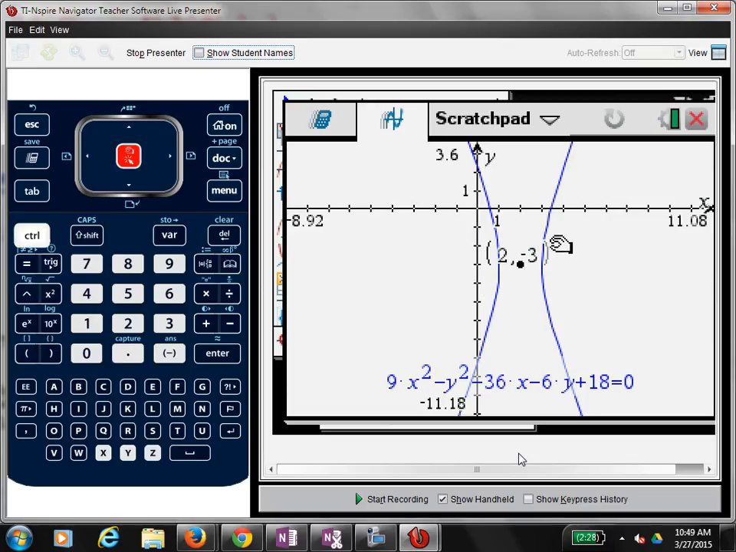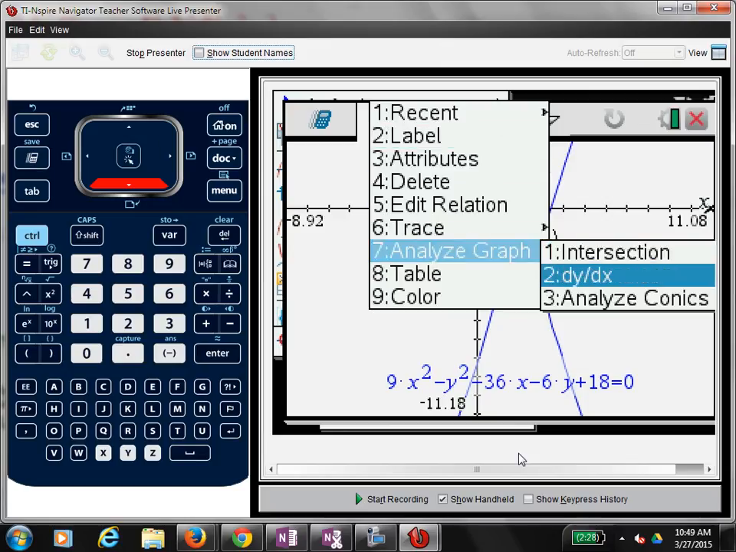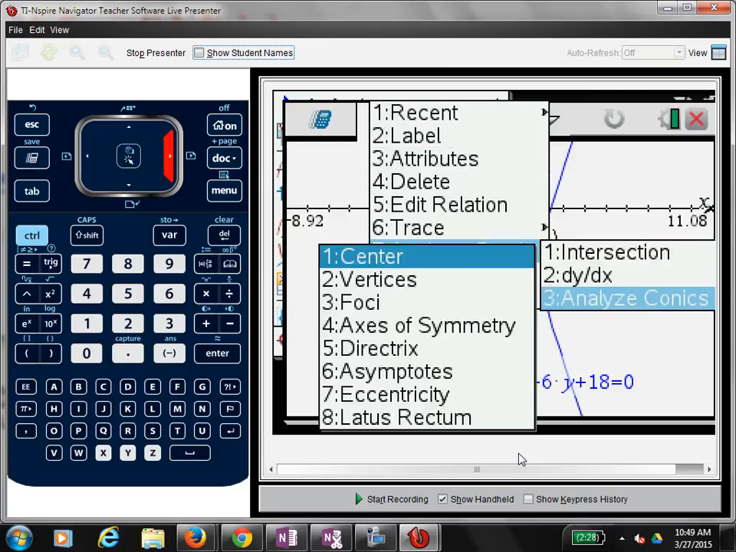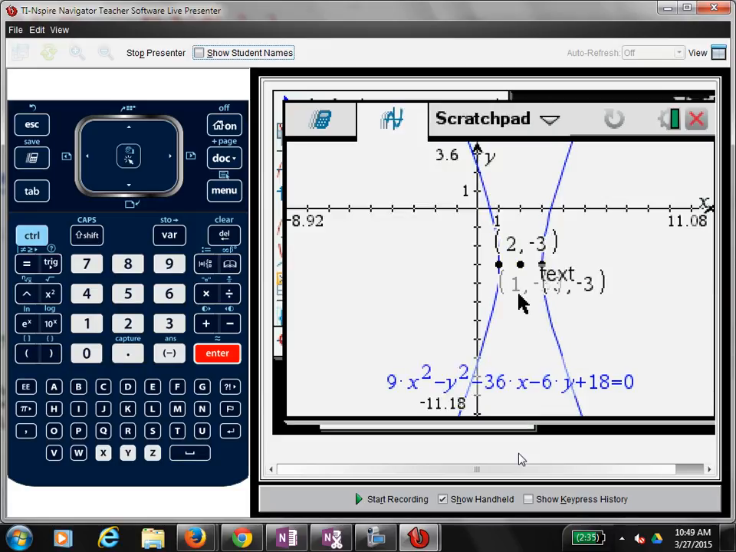Let me put that up here. Now let's go back to it. So hover above the graph, control menu, analyze graph, analyze conics, and vertices, and there they are. Again, to remove the labels, hover above them. Once you see that little hand that's opening up, control click, and just drag it out to somewhere convenient where you can see the number.